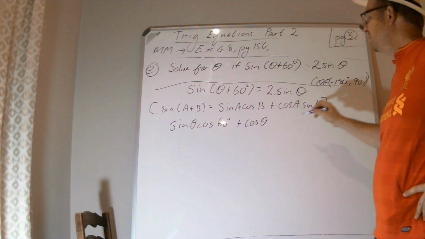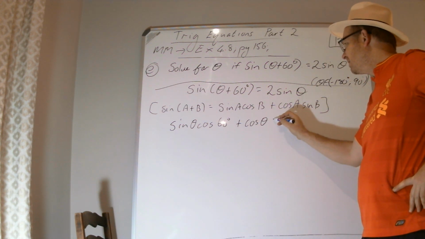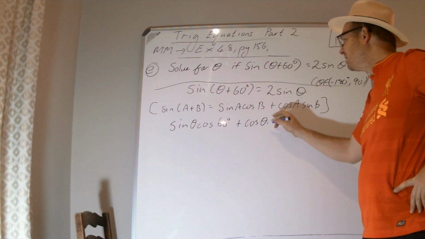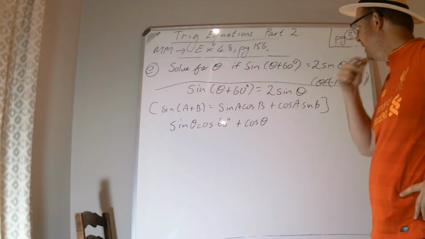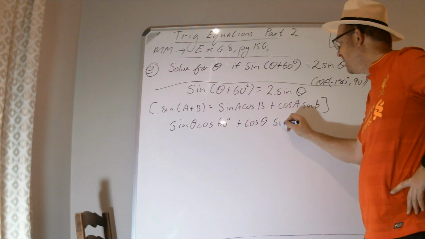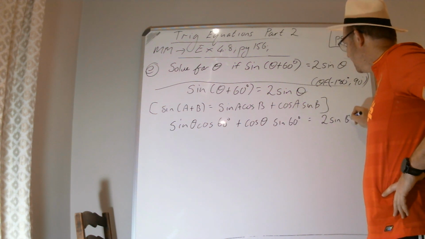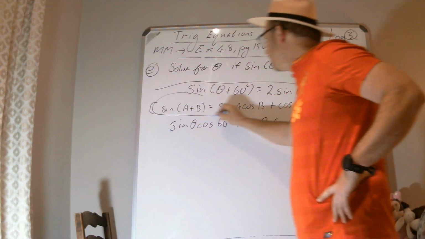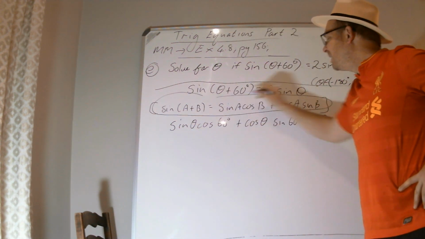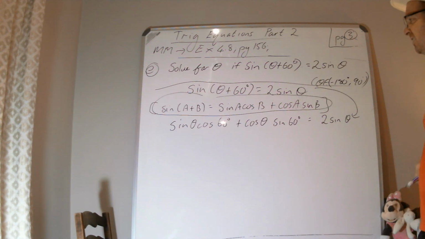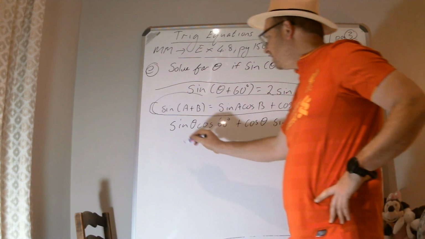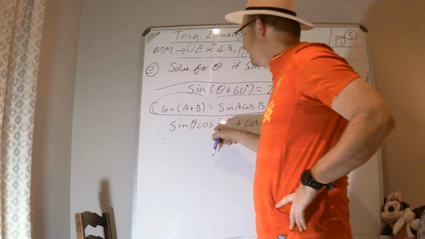Plus cos theta sine 60 degrees, and that's equal to 2 sine theta. I'm just using that rule over there and expanding the left hand side so that I end up with that. Right, and now, well, cos 60, you can go use your calculator.